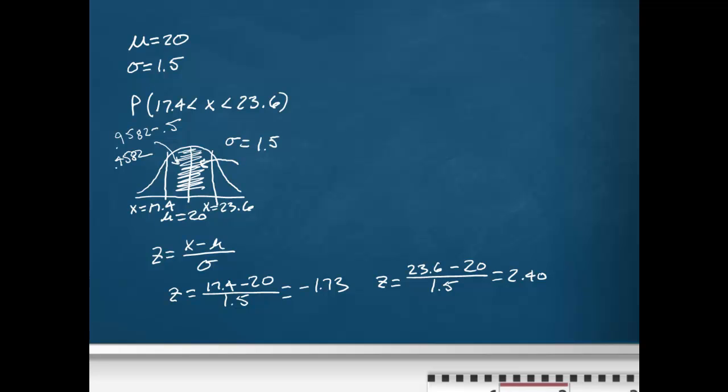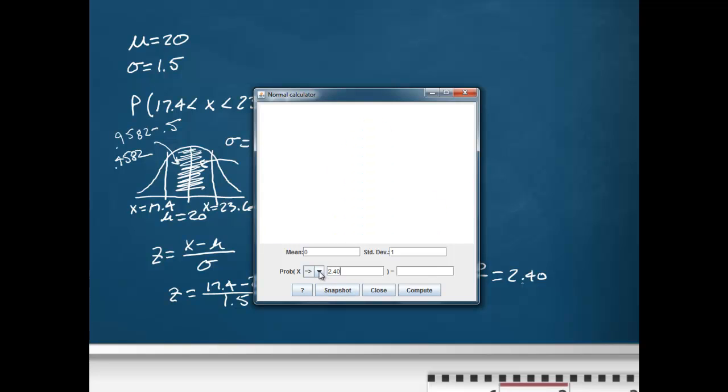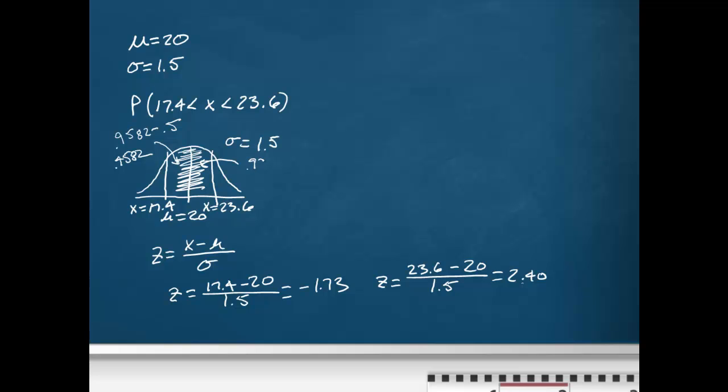Now to find this area in here, we'll go back to the calculator and use this 2.40 z-value. So we change the minus 1.73 to 2.40. Make it less than, because we're looking to the left now. And we have the same situation. This calculator, the way it works is it calculates everything to the left or to the right of a value. So this now is too big by 0.5, 0.9918. So we take 0.9918 and subtract 0.5 from it, and we wind up with 0.4918.